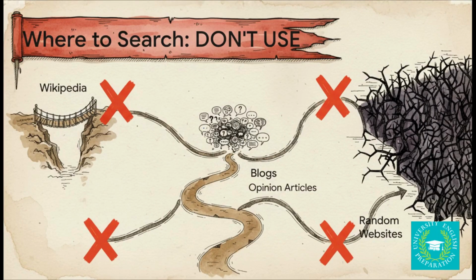And just as important is knowing where not to look. For serious academic writing, you have to stay away from Wikipedia, blogs, and random opinion pieces you find online. They just don't have the credibility you need to build a strong, convincing argument.